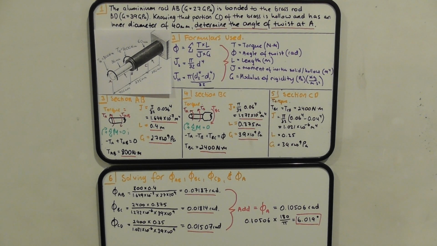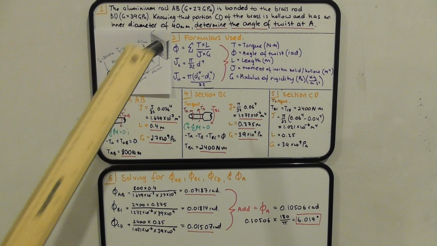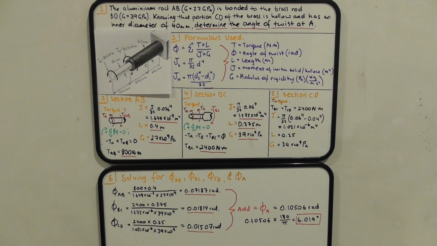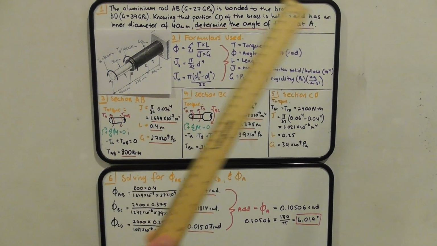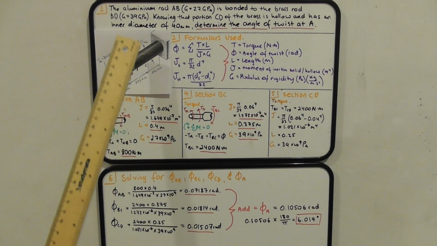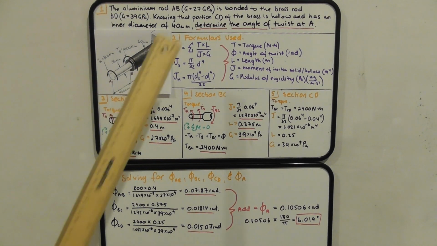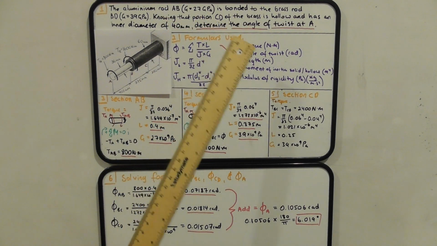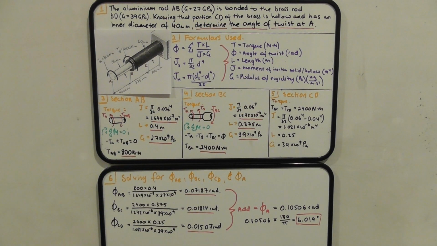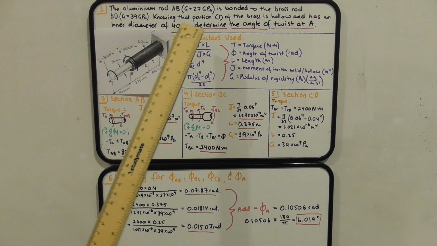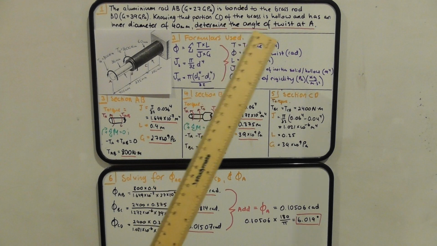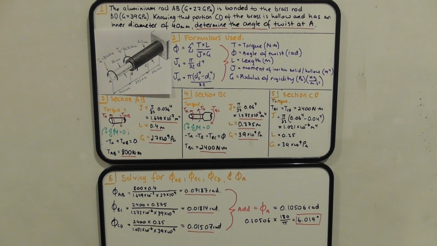The aluminium rod AB has a modulus of rigidity of 27 GPa and is bonded to the brass rod BD with a modulus of rigidity of 39 GPa. Note that the portion CD of the brass is hollow and has an inner diameter of 40 millimeters. Determine the angle of twist at A.